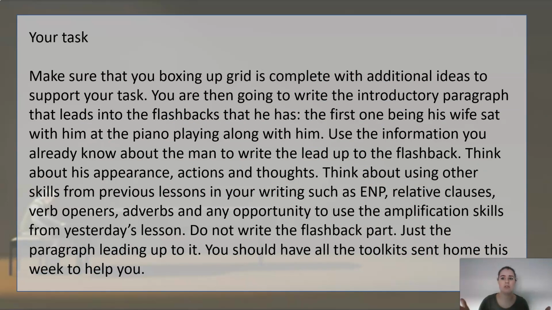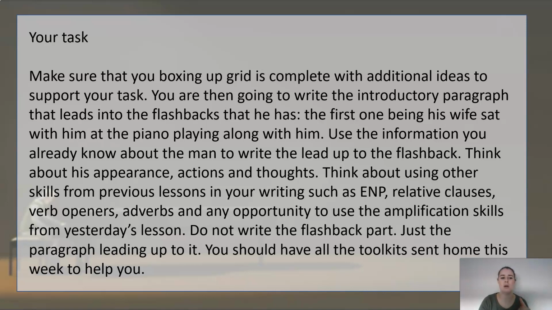You're then going to write your introductory paragraph leading back to the flashbacks. And obviously that first flashback was when he was sat there with his wife at the piano and she was playing alongside with him. Now use the information that you already know about the man, okay? So use my model example of my character description or the character description that you guys wrote yourself on Tuesday, okay? Think about his appearance, his actions, what might be going through his head, his thought process. But please, please, please use the skills that you have learnt this week.